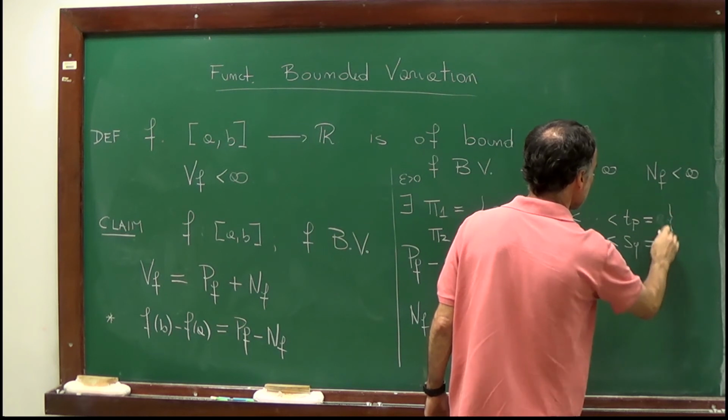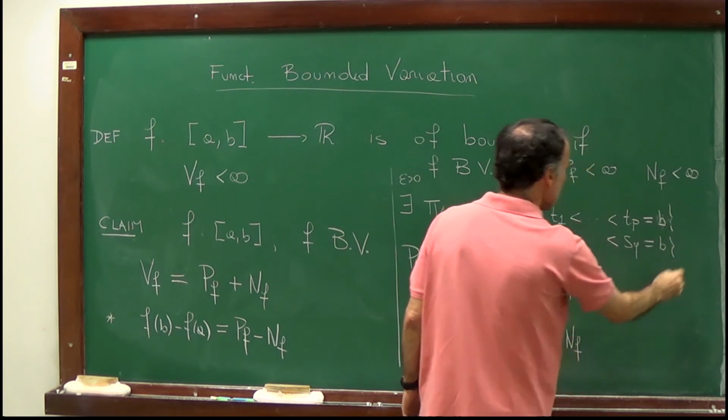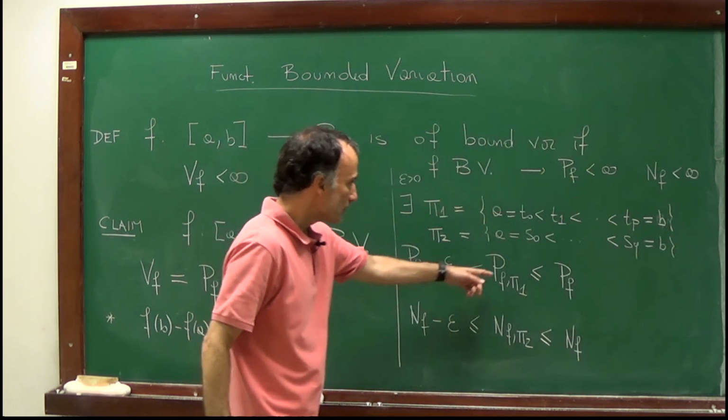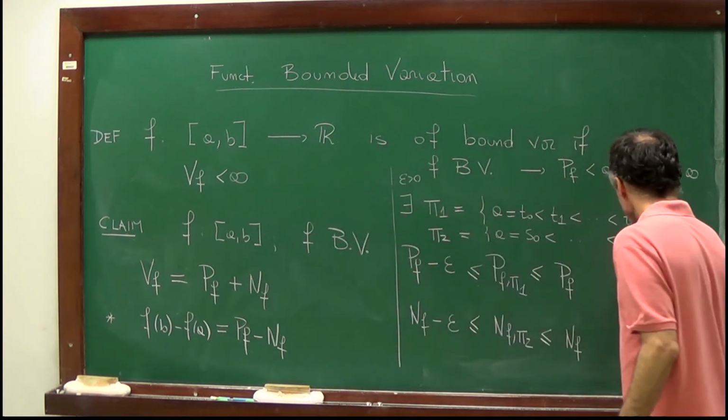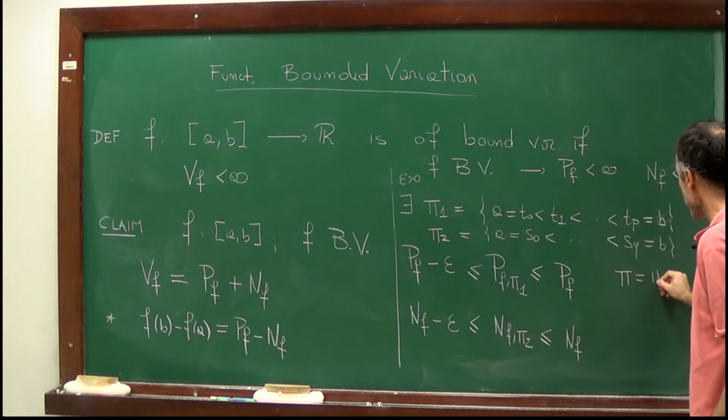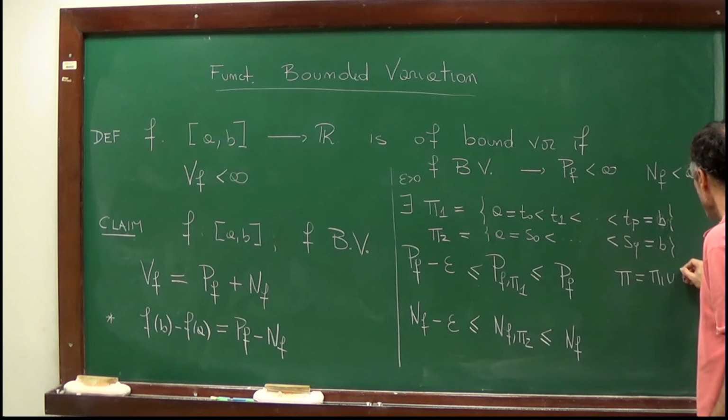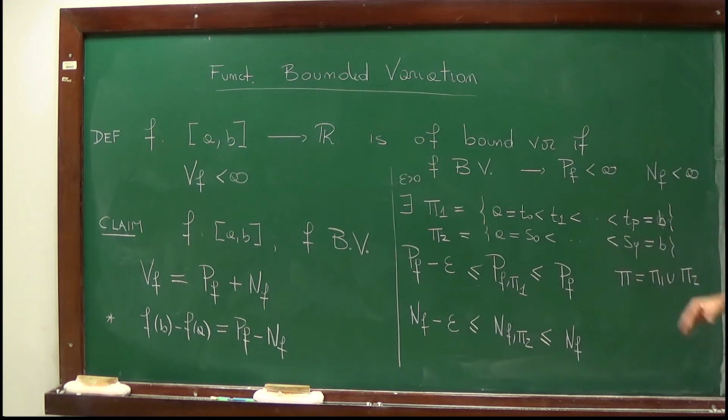This is not Q, it's B. Now let me take the union of these two partitions, and let me call that pi. So pi is the partition P1 union P2. I'm just taking the union of these two partitions, and I get a new partition. Maybe some of these points are equal, but maybe some are different.